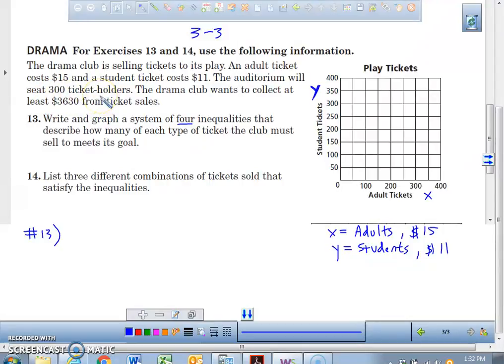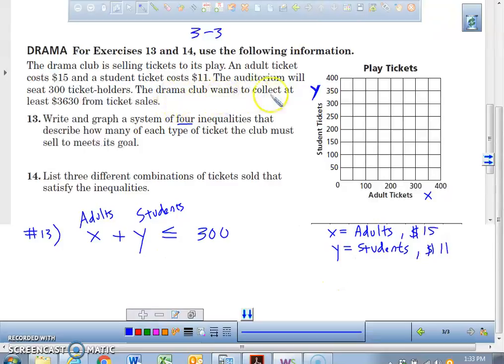Now let's think about that. What's the maximum number of people that can fit in that auditorium? We put x plus y. Could be 300, right? Does it have to be all 300? Very good. Less than or equal to. So right here, x represents the adults, this represents the students, and together the adults and the students could get up to 300, but no more than. So right there is less than or equal to.